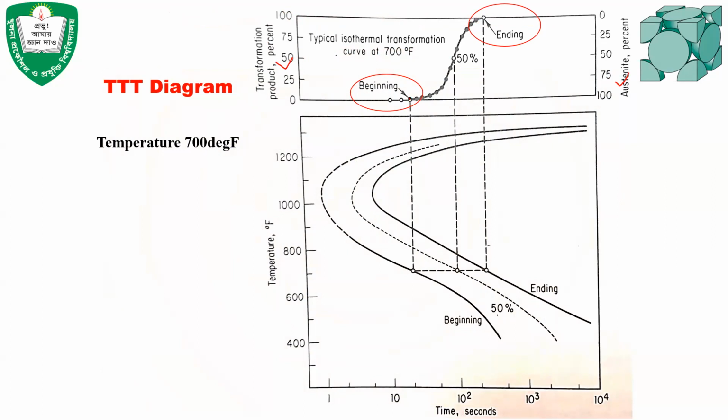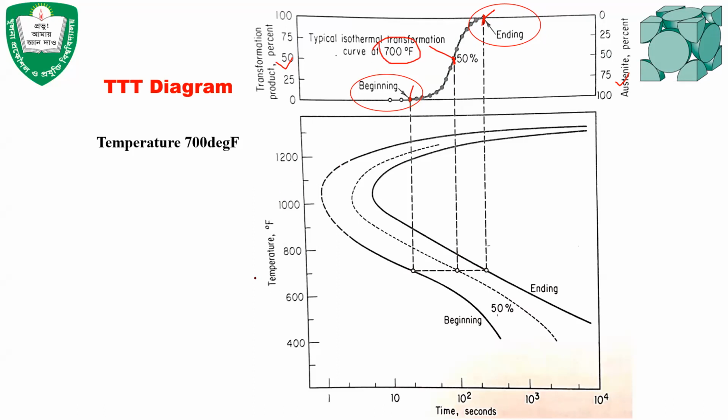Okay, that means transformation is started at this time. At this time 50% transformation has been done, and at this time 100% transformation is done. So from this graph you need to have actually 2 points, or you can have 3 points: the beginning of transformation, the ending of transformation, and the 50% transformation time. Okay, and all this occurred at 700 degree Fahrenheit.